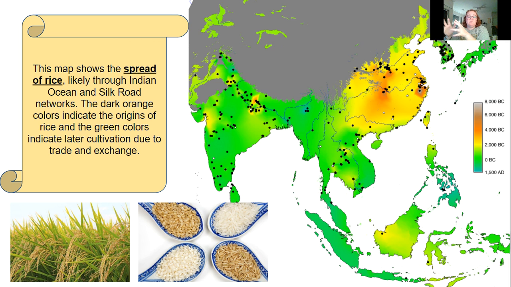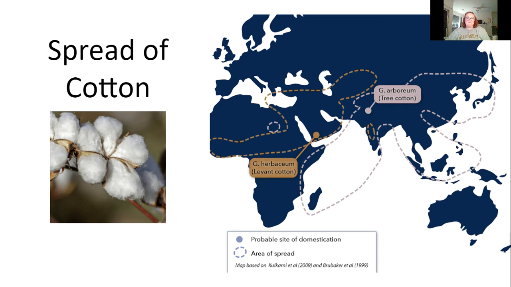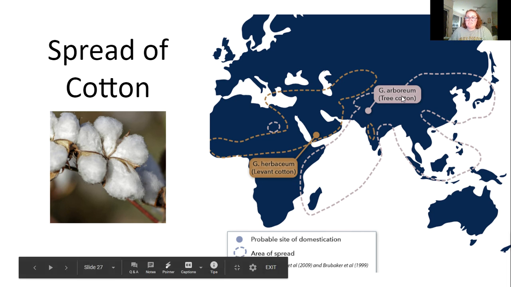So this map actually shows the spread of rice, and it is suspected that the Indian Ocean and the Silk Road networks were the reason why rice was spread throughout the region. The dark orange colors indicate the origins of rice, and the green colors indicate where it was cultivated due to exchange and trade.